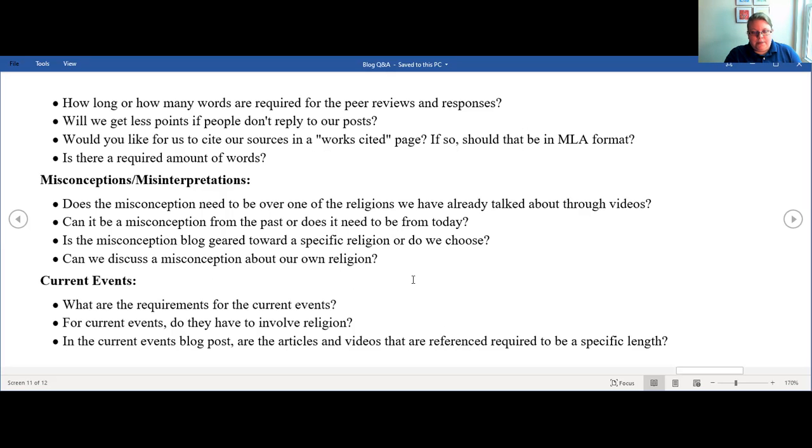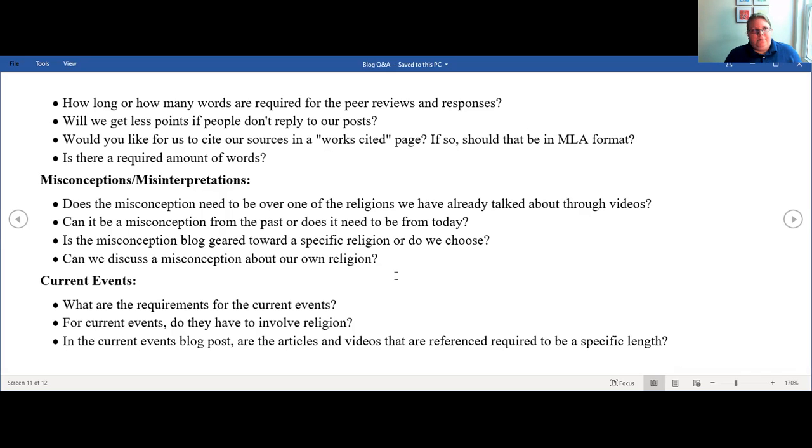Is it geared toward a specific religion, or do you choose? You're welcome to choose any religion as long as it is not one that you've already talked about. So any of the religions we've talked about in the class, any other religions, all of that's fine. Can we discuss a misconception about our own religion? Yes, make sure you still stay non-confessional.